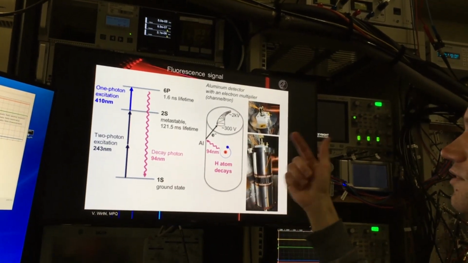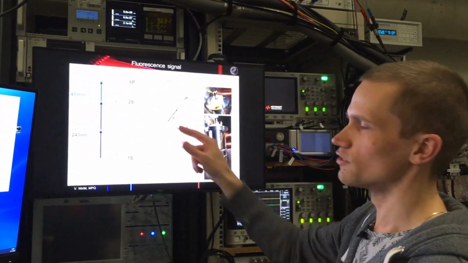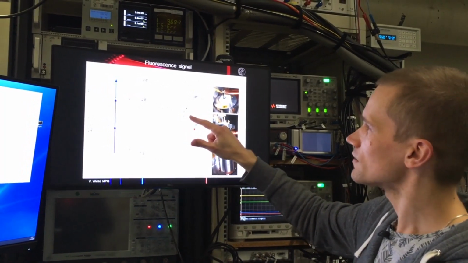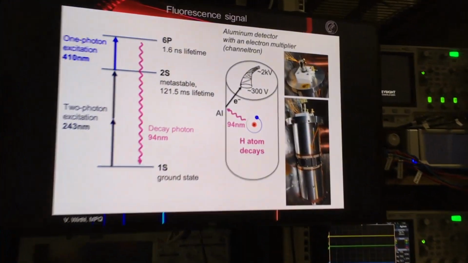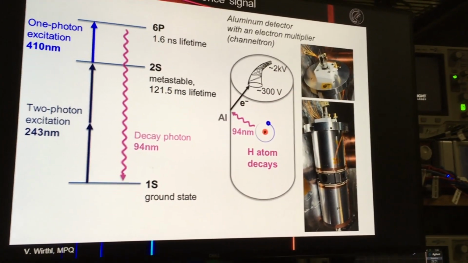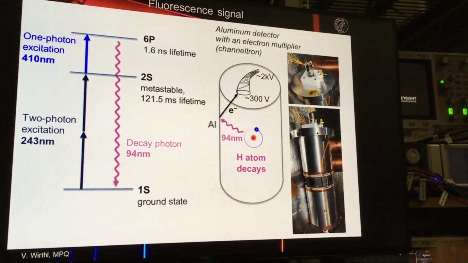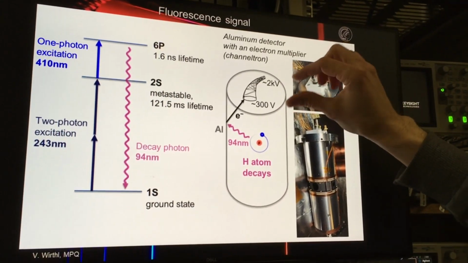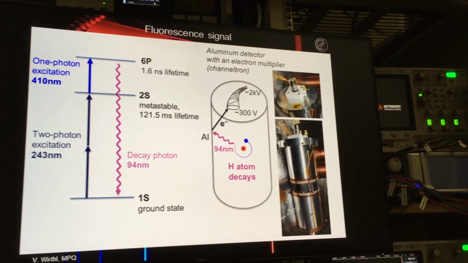So here in the center we have the interaction region, and this high-energy photon hits the aluminum detector walls, and through the photoelectric effect an electron is emitted and sucked in by this channeltron, which we have on the top and on the bottom of the detector, and we apply an input voltage of around 300 volts. Then these electrons are multiplied inside the channeltron, and this process is achieved through applying a high voltage of about 2 kilovolts.